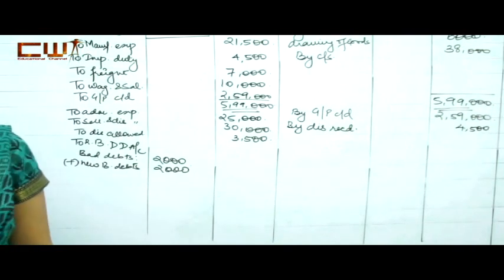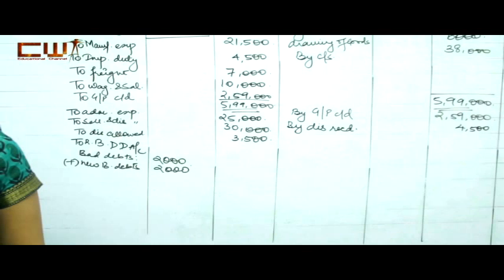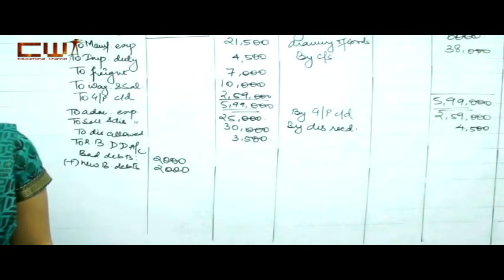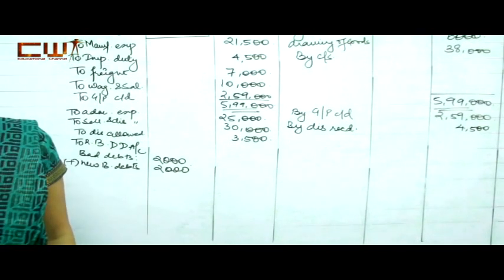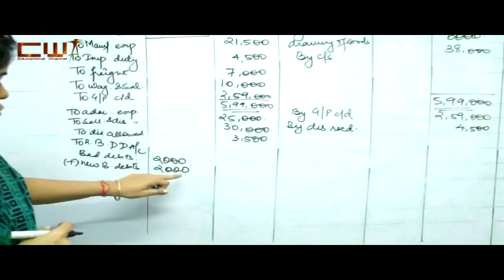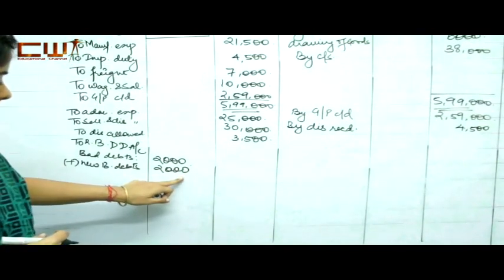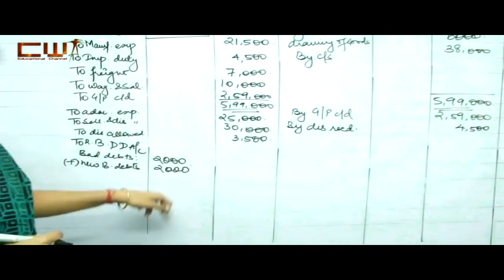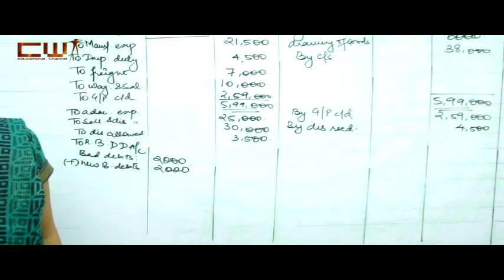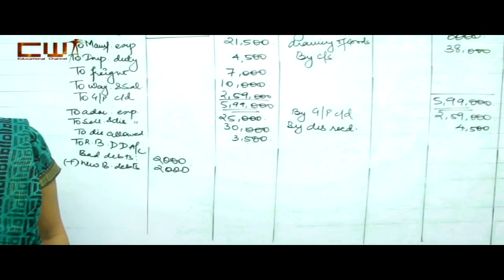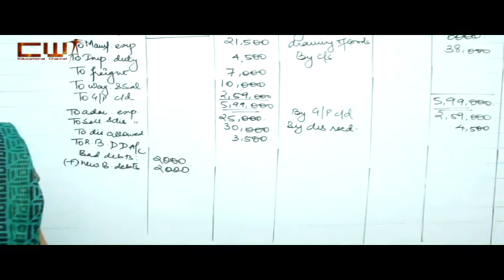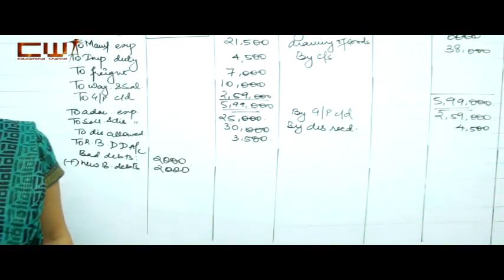Anything else that needs to be done? They say in the question that you have to provide reserve for doubtful debts at 5% on debtors. The debtors given to you in the question are 1,10,000, and you have to subtract this 2,000 from there, so that will become 99,000. Old reserve is given to you in the question. You don't have to calculate that.